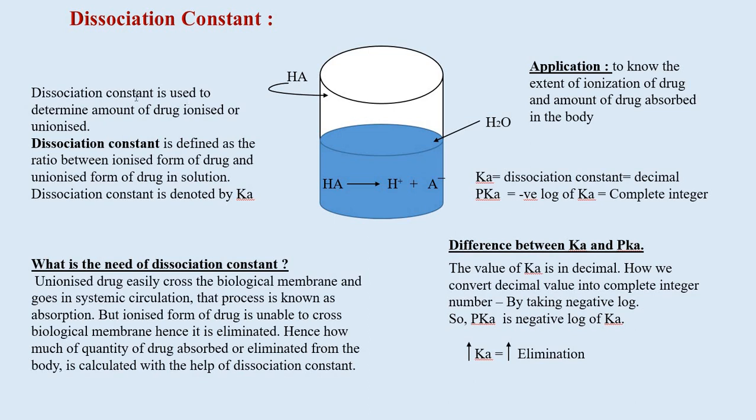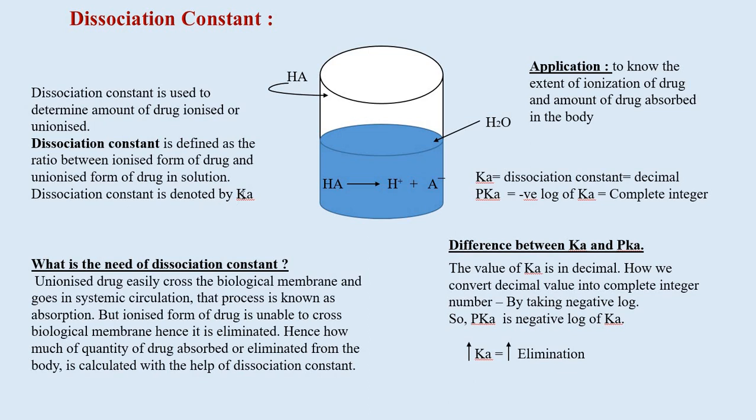Dissociation constant is defined as the ratio between the ionized form of a drug and the unionized form of the drug in a solution. Dissociation constant, what is it? It is a ratio, and it tells that once the drug goes into the solution, how much amount of that drug is ionized and how much amount is still remaining in the unionized form. This is the unionized form of the drug, and this is the ionized form of the drug. Dissociation constant is denoted by Ka.